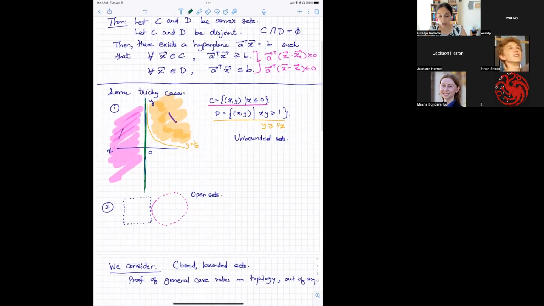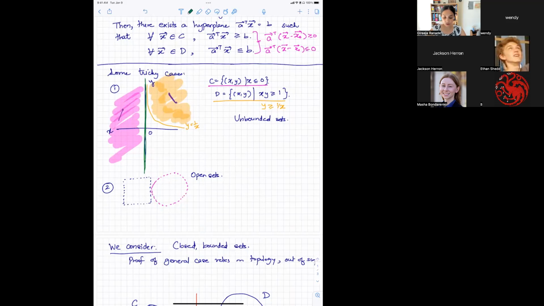The second case of slightly challenging situation was brought up by some of your colleagues in class last time, which is the case in general of open sets, and especially open sets that might be touching. So for example, if you have this convex open set here and this convex open set here, so what this means is that the set D is everything inside the pink dotted line but not the boundary, and here the set C is everything inside the blue dotted line but not the boundary.